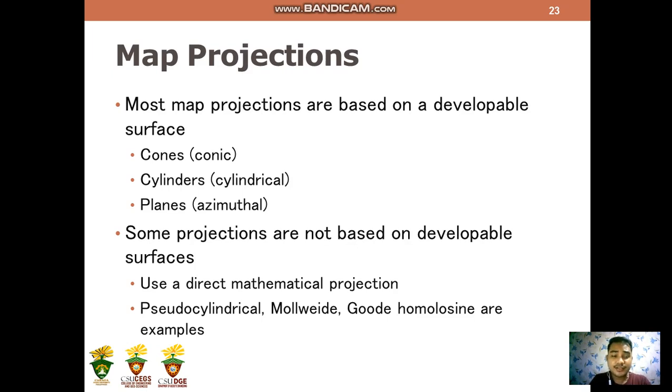And some projections are not based on developable surfaces, like a direct mathematical projection. Examples of these are the pseudo-cylindrical projections, Mollweide, Goode's homolosine, are the examples.